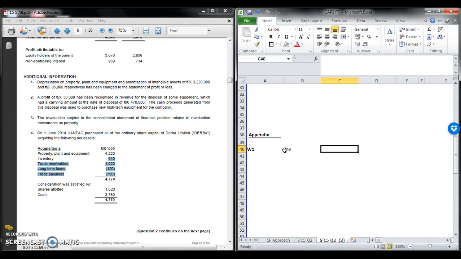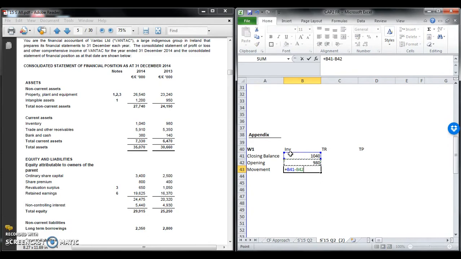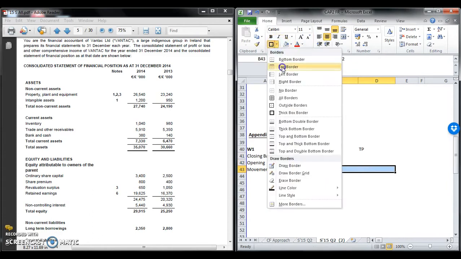We'll do inventory, we'll do trade receivables, and we'll do trade payables. So you typically just start with the closing balance, compare that to the opening, and you'll get the movement. So fairly straightforward so far, nothing changed compared to IAS 7, the normal question. So closing inventory was 1040, opening inventory is 980, therefore movement was an increase of 60. So again, all kind of straightforward there so far. So we'll just put a line on these.